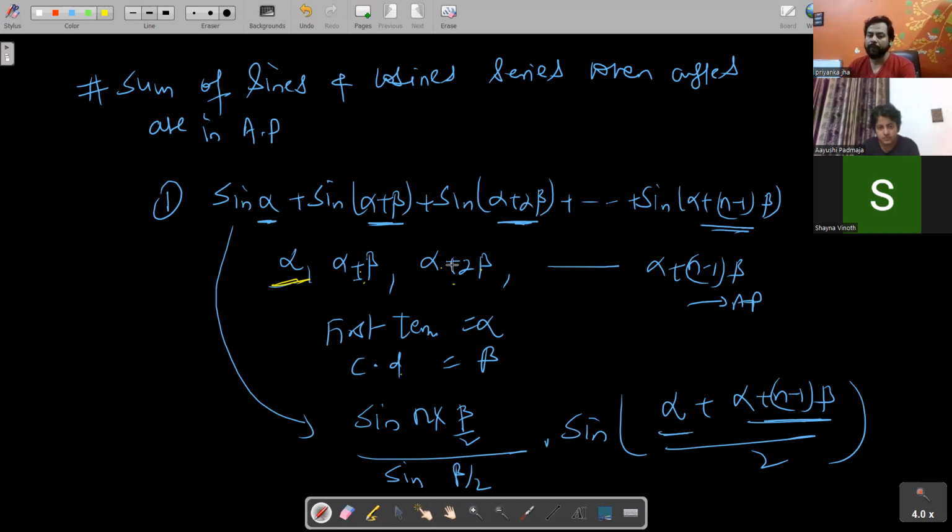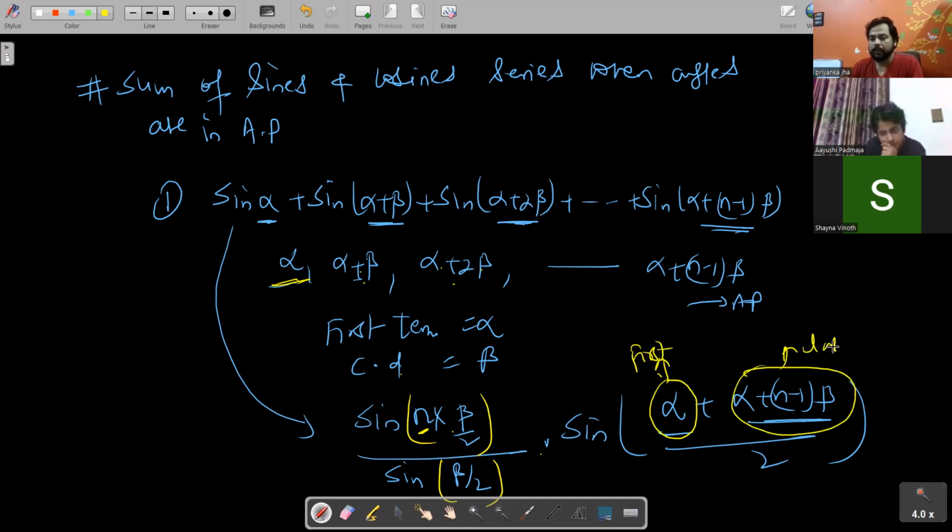So the sum of these can be written with this formula: sine of the number of terms into common difference by 2, upon sine of common difference by 2, into sine of first term plus last term upon 2.